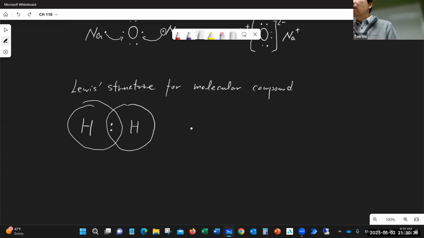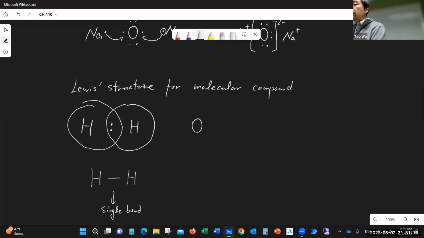All right, so this is the Lewis structure. If you have shared electrons, the shared electrons are rewritten as a dash. And this dash is a bond. It's a bond between the elements. This bond is called a single bond.